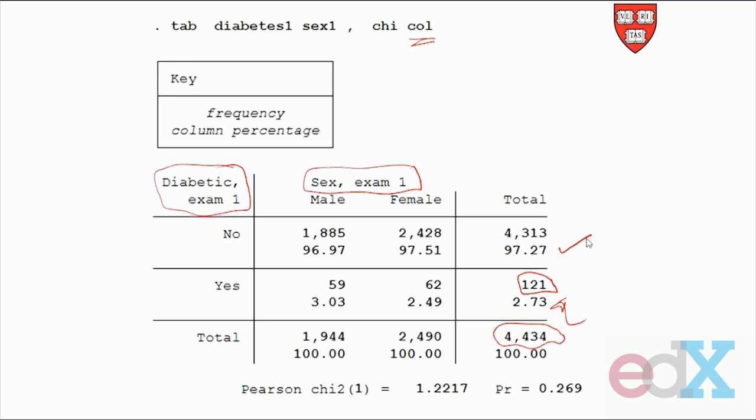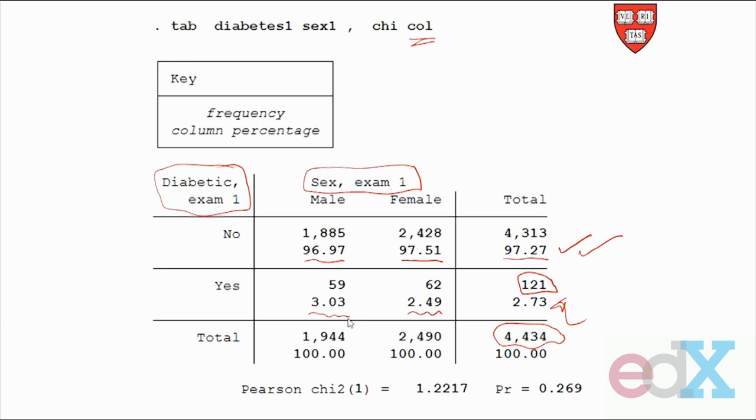Now, how did this distribute itself amongst the two sexes? The overall was 97.27. For females it was 97.51. For males it was 96.97. So it's not too different from the overall. And there was a 2.49% prevalence in females and 3.03% prevalence in the males.